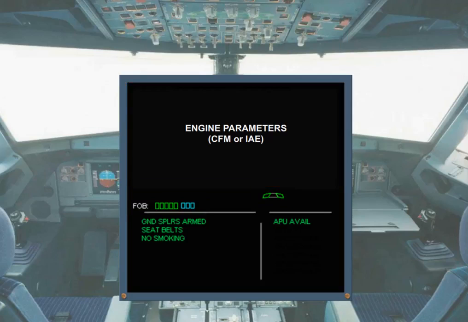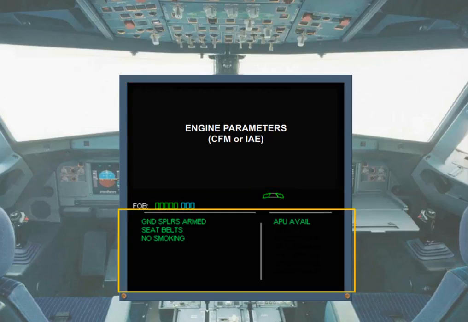Under normal conditions, the lower part of the engine warning display is used to display memos. There are two columns, the left for long memos, and the right for short memos. In the example shown, the memos indicate that the ground spoiler's lever is in the arm position, the seat belts and no smoking signs are switched on, and that the APU is available for use.